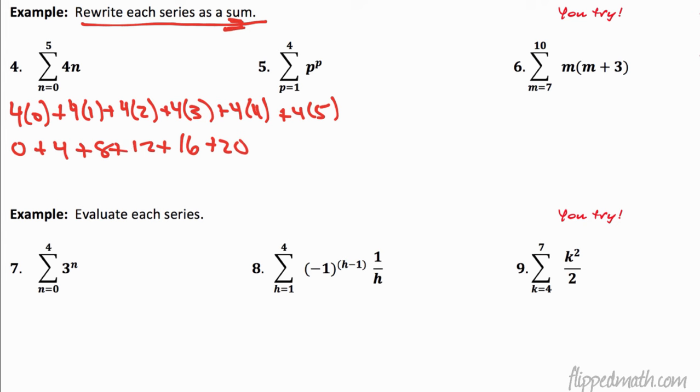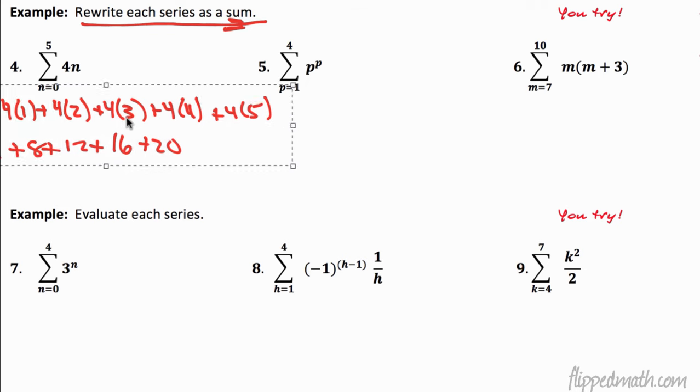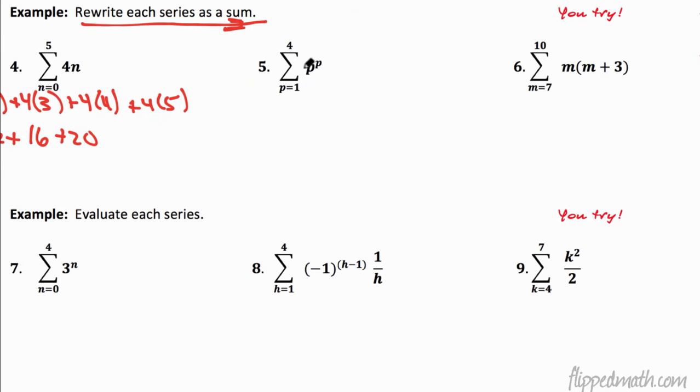Okay, so we try number 5. It's p to the p. So we're going to start with p equals 1, so we're going to plug a 1 in. So it's 1 to the first plus 2 to the second because p goes from 1 up to 2. Then it goes up to 3, 3 to the third. Then it goes up to the fourth. That's the upper bound. We stopped right there.